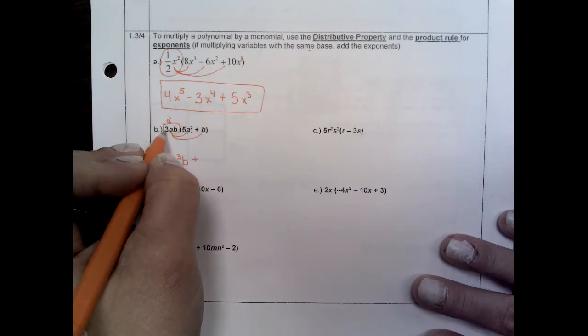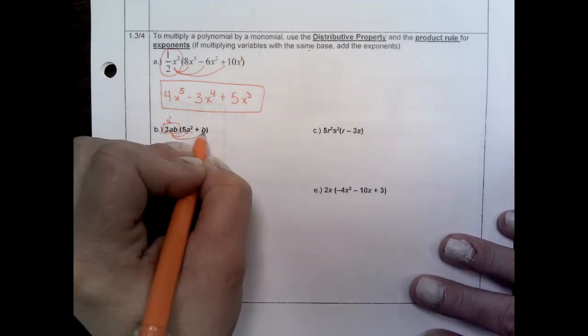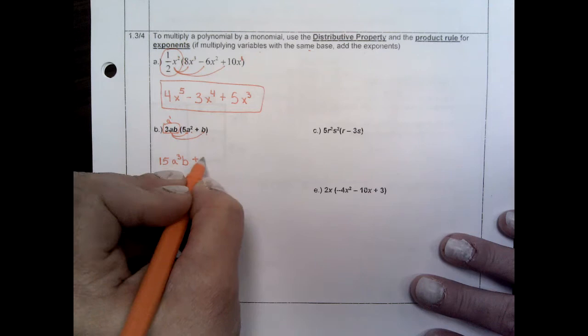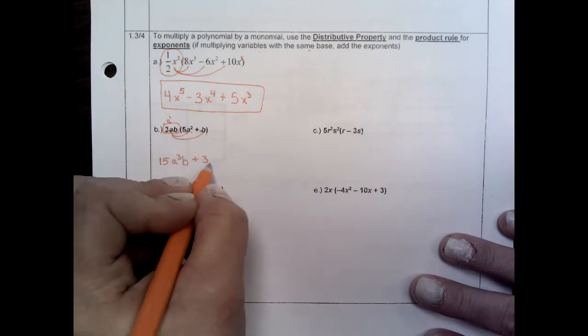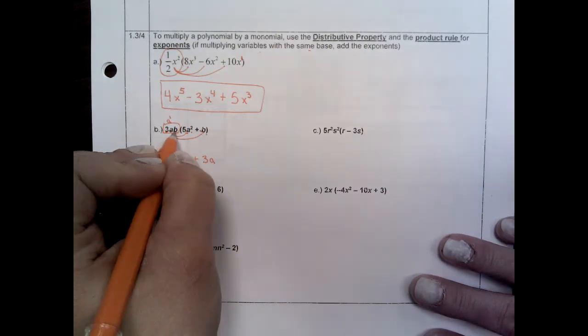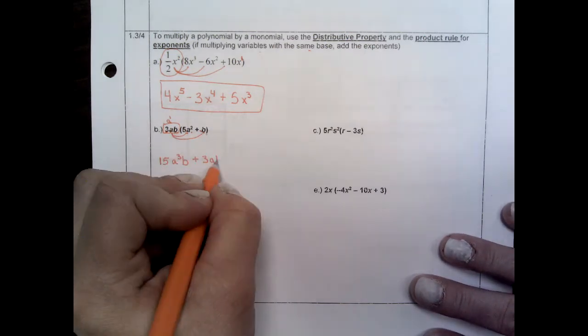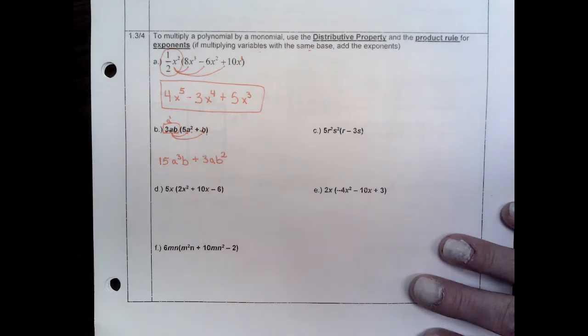Plus 3ab times b, so 3 times 1 is 3. There's an a, but there's no a there. And b to the 1st times b to the 1st, we add those two ones and we get a 2.